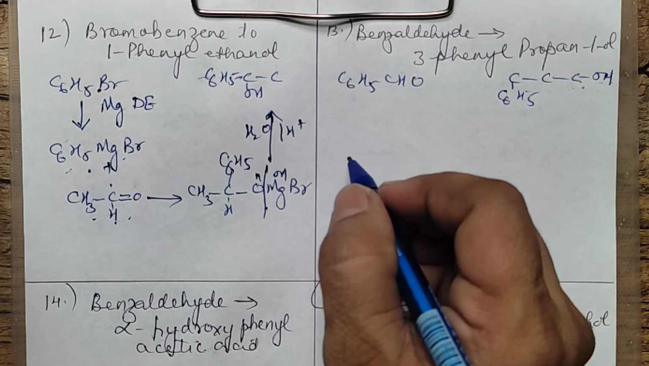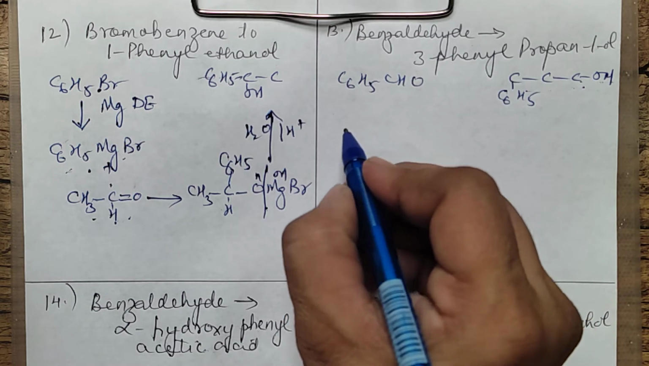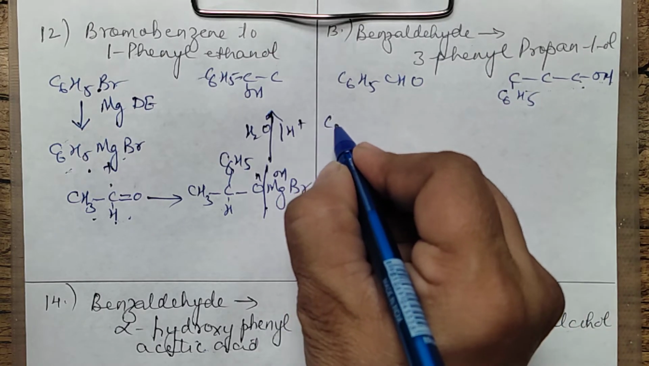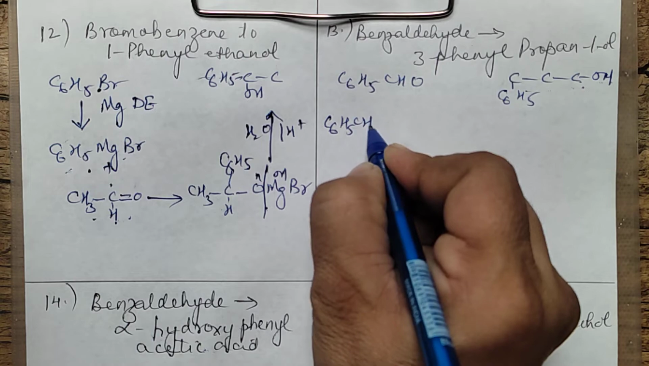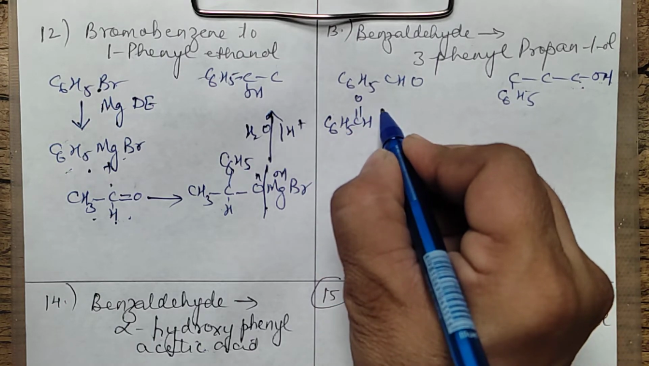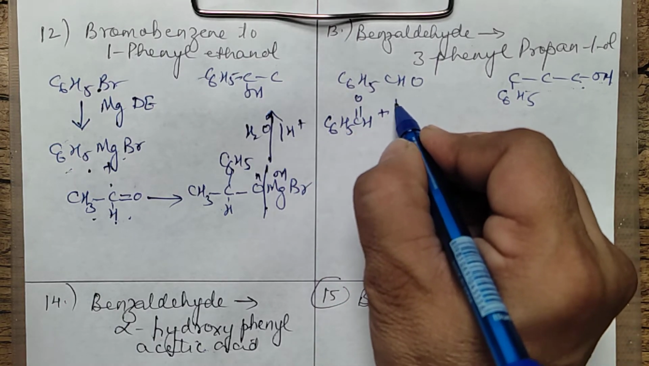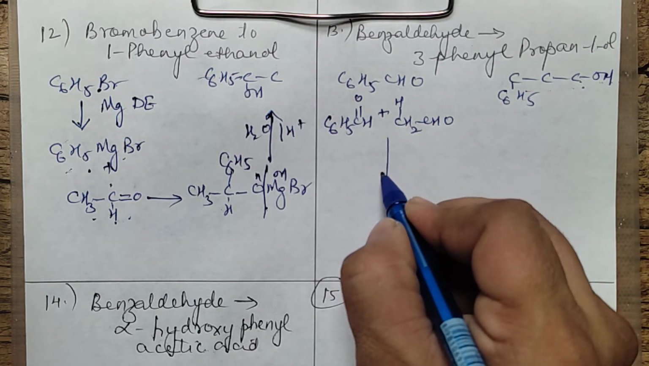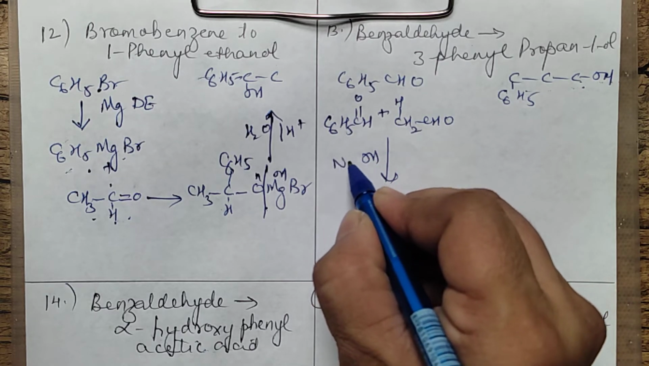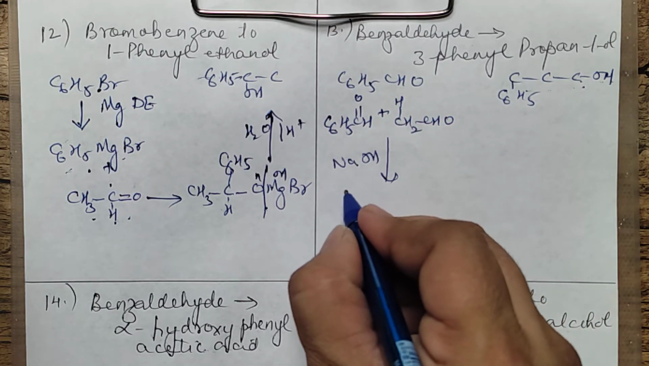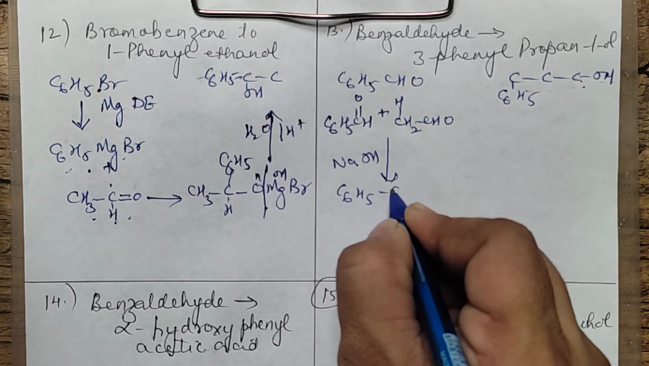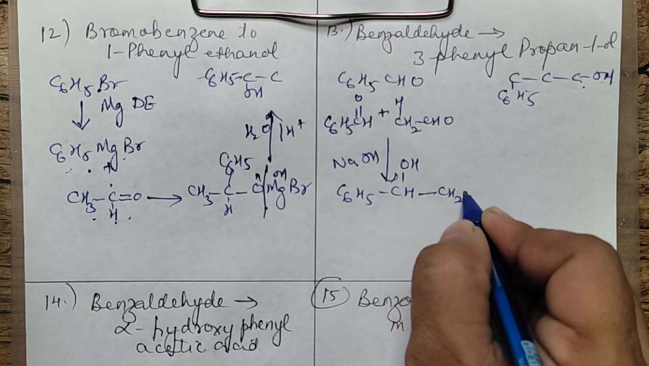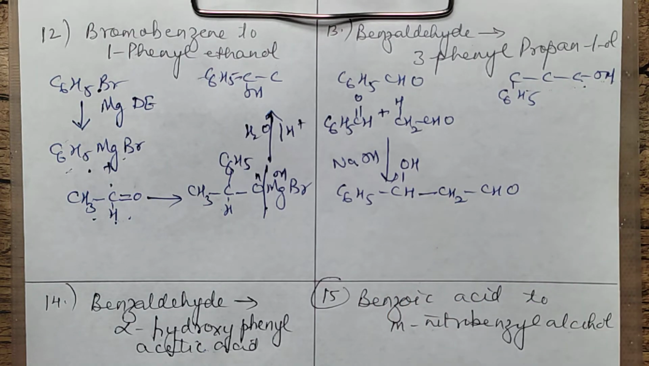So you have to increase the number of carbon atoms by how many carbon atoms? 2. So what you will do is C6H5CHO. This cannot provide alpha H, so alpha H will be provided by the aldehyde which you are using, that is CH3CHO. You will add it on, in the presence of the base. What will you get? You will get C6H5CH(OH)CH2CHO. We are getting this first.